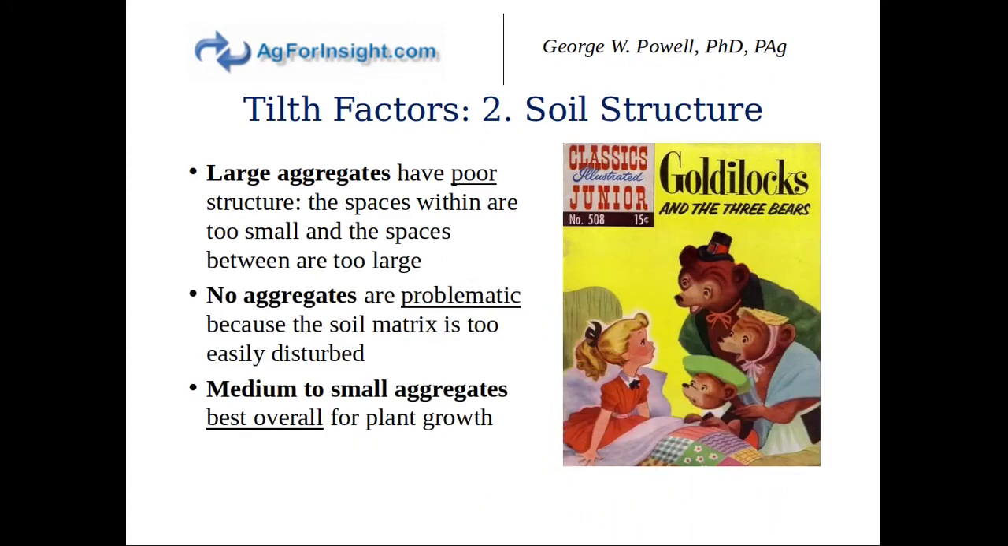Large aggregates have a pore structure where the spaces within them are too small and the spaces between them are too large. If you've got no aggregates, that's also problematic because the soil matrix is too easily disturbed. If you think of a sand pile, it shifts and moves. It doesn't retain any stable pore space. Medium to small aggregates is best overall for plant growth. Just like Goldilocks found that middle ground between the too hot and the too cold porridge, it's that middle ground of aggregation that provides the best medium for plant growth.